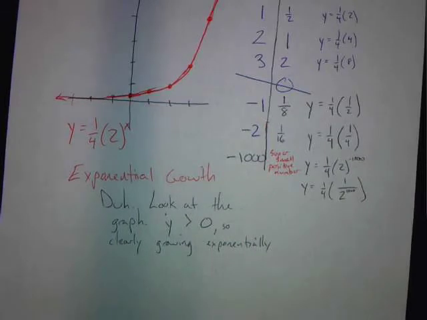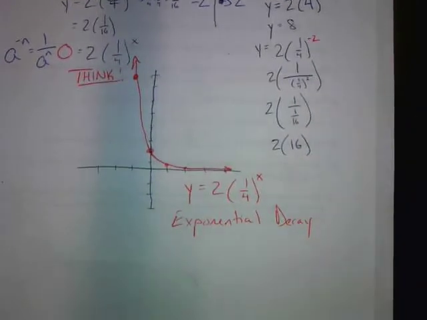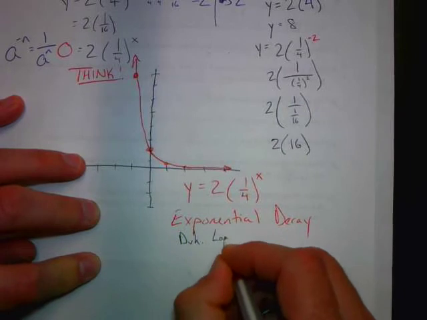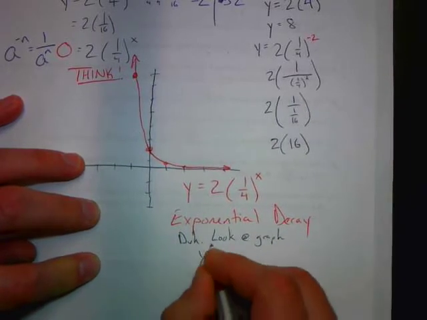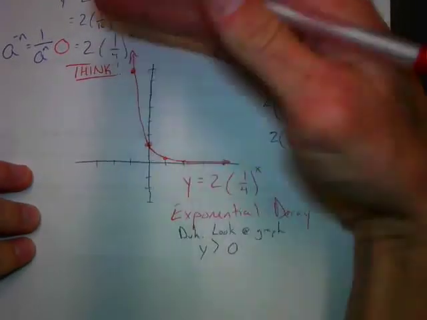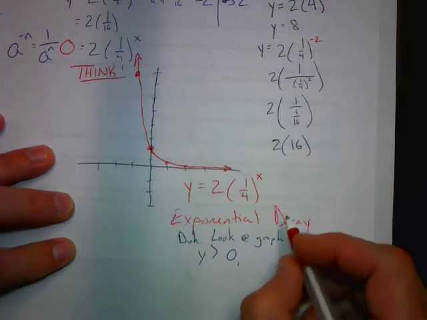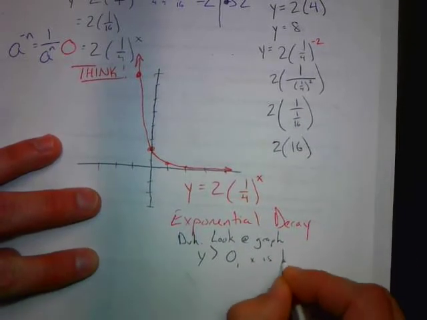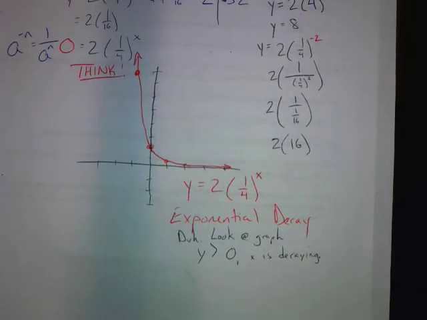And then the explanation for the graph of number 1. Is this exponential growth or decay? Well, duh, look at the graph. Okay, so the graph is so cool. Since y is greater than 0, it's always going to be positive y. It's decaying exponentially. It's not growing, it's decaying exponentially. So that's one explanation, okay?